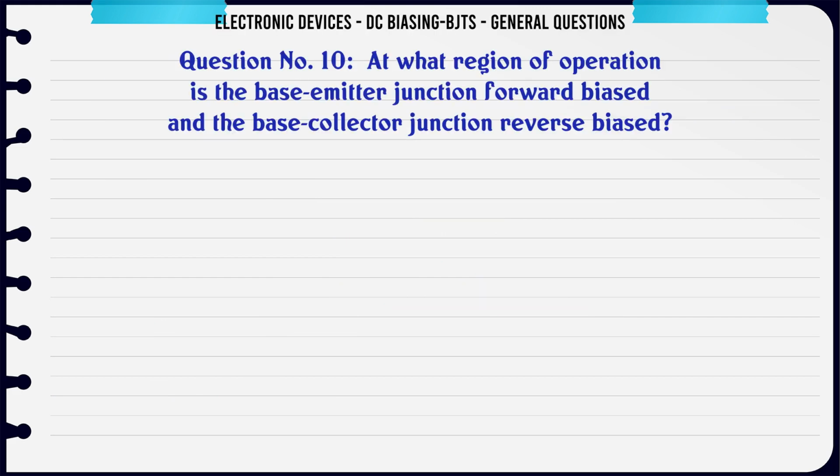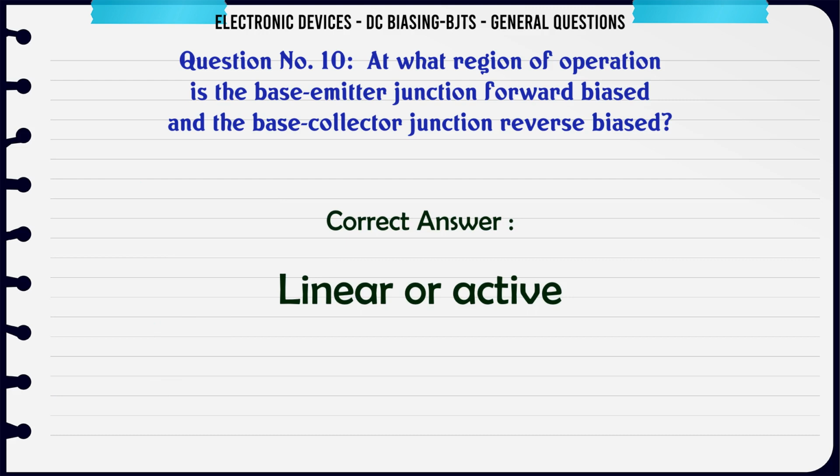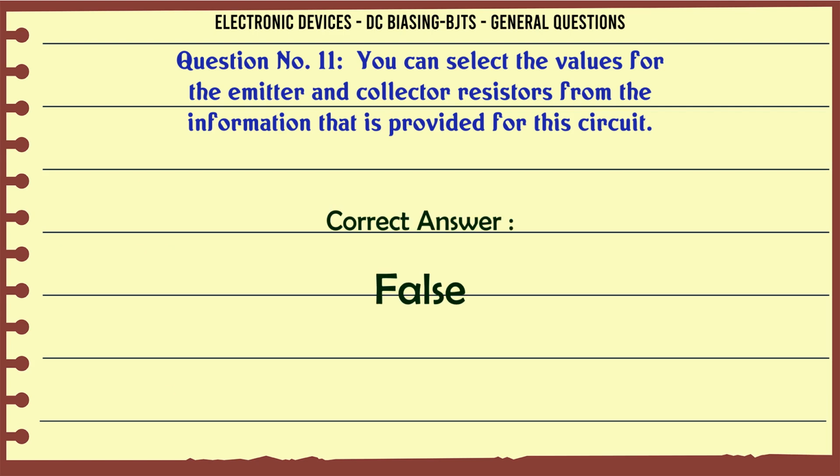At what region of operation is the base emitter junction forward biased and the base collector junction reverse biased? A. Saturation, B. Linear or active, C. Cutoff, D. None of the above. The correct answer is linear or active. You can select the values for the emitter and collector resistors from the information that is provided for this circuit. A. True, B. False. The correct answer is false.